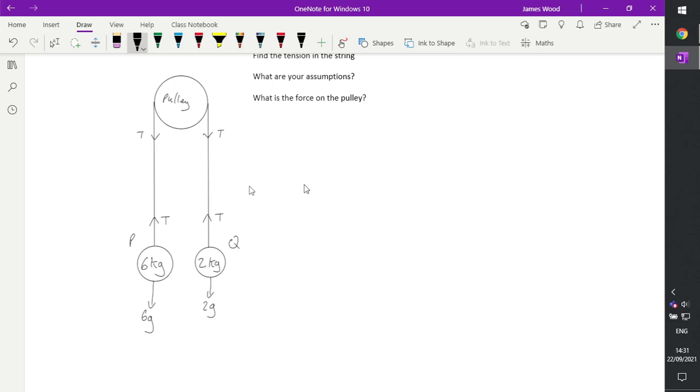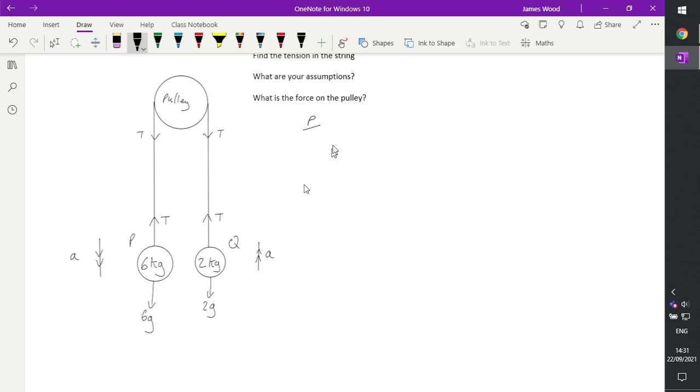Now, just like we did for the car and trailer problems, we're going to consider each of these objects separately. So we're just going to consider P first of all. Before we actually analyze the forces, we need to decide which direction it's moving. Obviously 6 kilograms is heavier than 2 kilograms, so the whole system is going to accelerate that way on that side. Meanwhile, the right hand side is obviously going to accelerate upwards. And as long as it's an inextensible string, they will accelerate at the same rate. So I'm just going to label them both a.